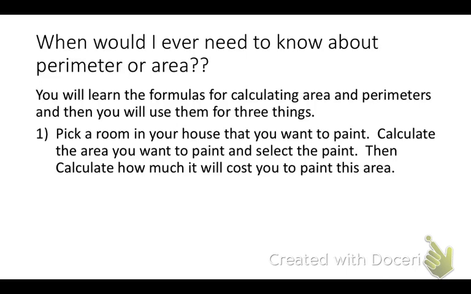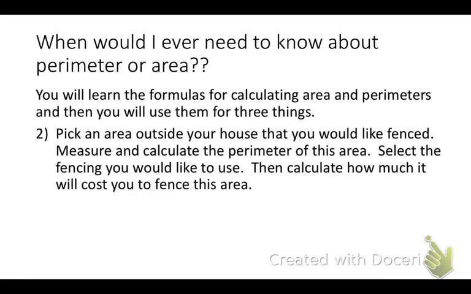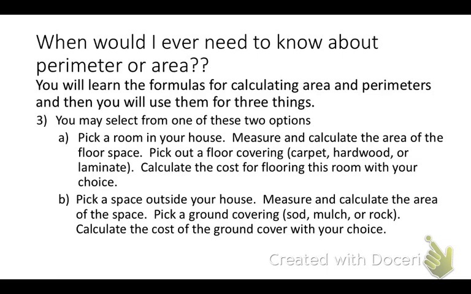You're going to pick a room in your house that you want to paint. You're going to calculate the area you want to paint, select the paint, and then calculate how much it will cost you to paint that area. The second thing that you're going to do is pick an area outside your house. And if you live in an apartment, just pick an area that you think would be good, that you would like to fence. Measure, calculate the perimeter, select the fencing that you would like, and then calculate how much it would cost to buy the fencing for that area.